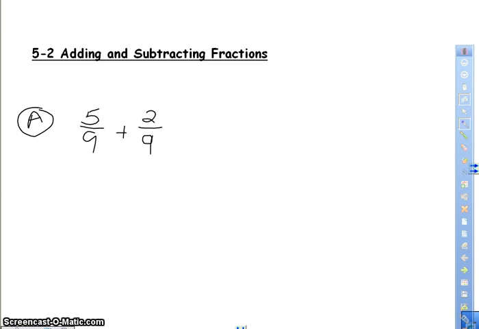Welcome to section 5.2. Today we are adding and subtracting fractions. So we need to go over a couple rules before we begin. First of all, you have to have common denominators.